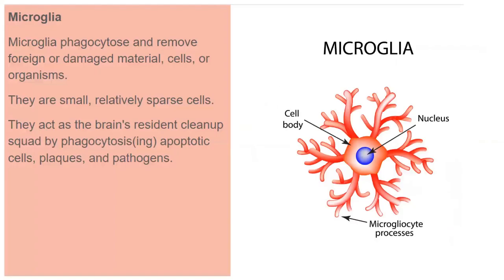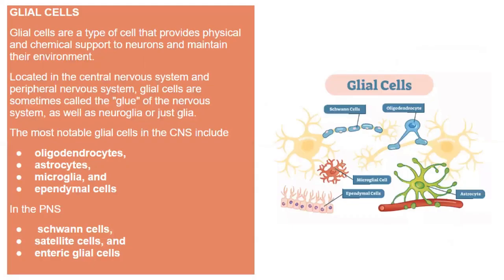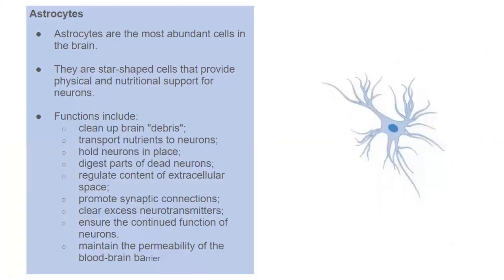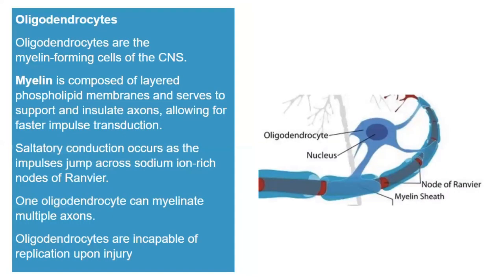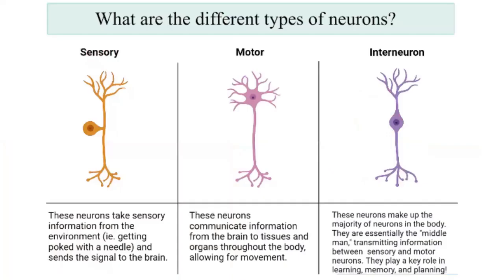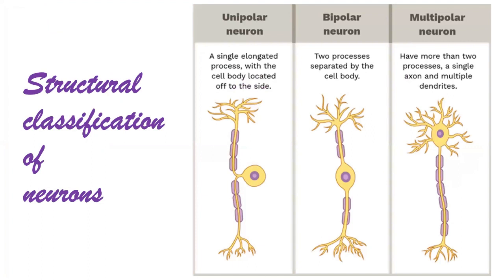For the other cells, I didn't go into detail because you have to remember the functions on your own. There is not really any concept which you need to understand. It's more about learning the functions of these cells. So just learn these. Also, the different types of neurons are hardly asked in the exam. It's usually about sensory and motor neurons, and even the structural classification of neurons is not asked much, but you should remember it because we never know what can come in the exam.